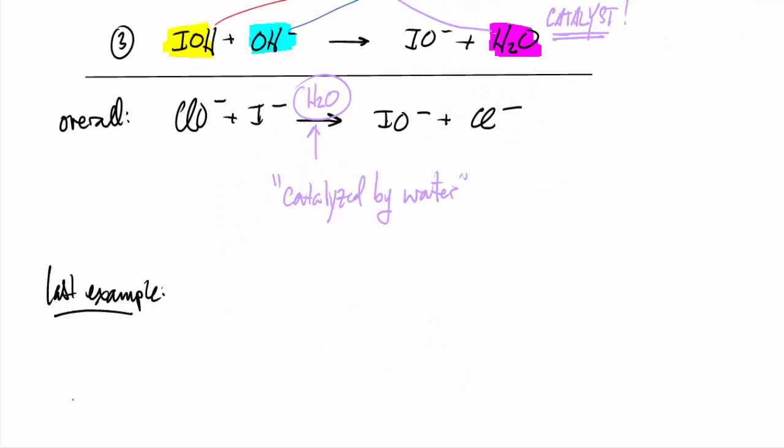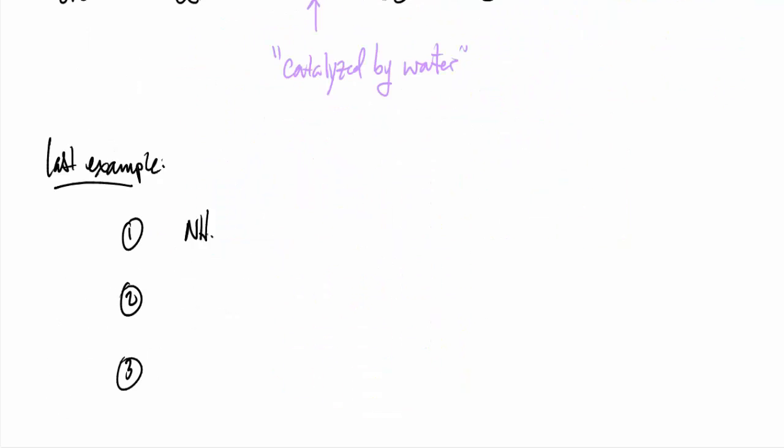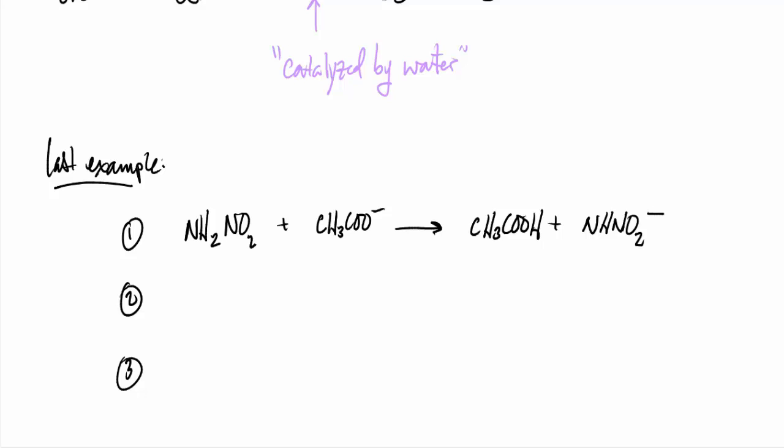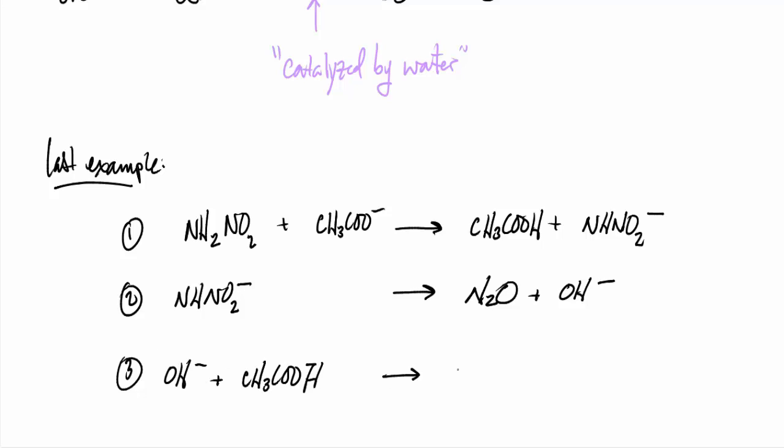Okay, here's our last example for catalysis and mechanism. So in this reaction, we have this nitrogen compound with acetate ion, acetic acid, and then another version of that nitrogen compound at the end. Look what happens in these three steps here. Let me finish writing them down, and then we can discuss what happens in each step.